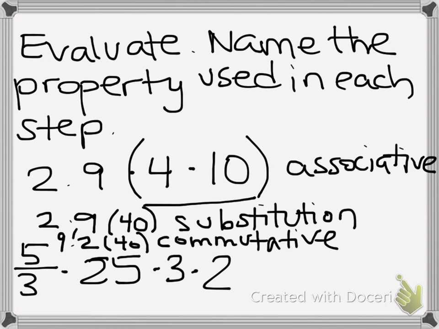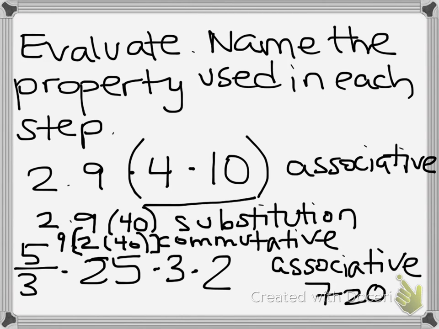And since I probably also want to do 2 times 40 before I do 2 times 9, because that would be easier to do in my head, I group that together using brackets, and that would be using the associative property. Then I could finally do the rest in my head. So 2 times 40 would be 80, and then 80 times 9 would be 720. And that, I use the substitution property both times whenever I solve to get a number answer.